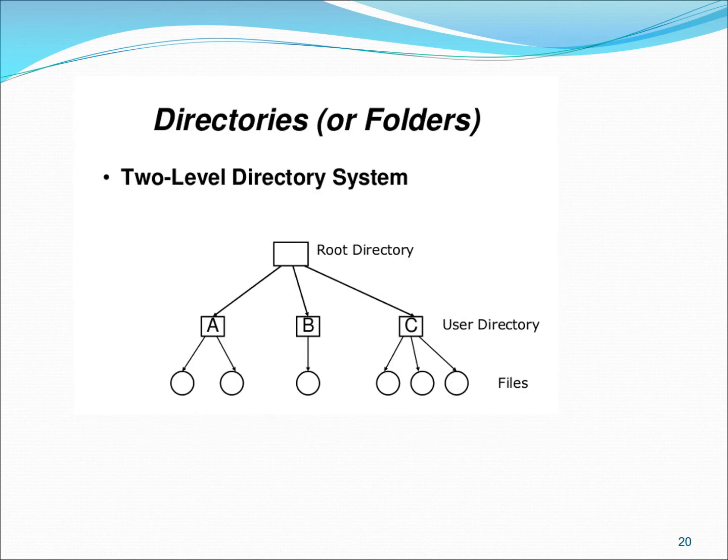Next is the two-level directory system. Here the square represents the root directory. At the first level there is the root directory, then under the root there are subdirectories, and then the subdirectories have files. So here the root has three subdirectories A, B, C, which are the user directories. These user directories further have files, which are represented by circles.